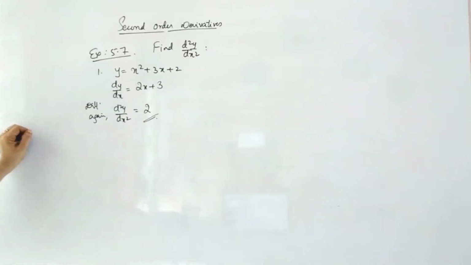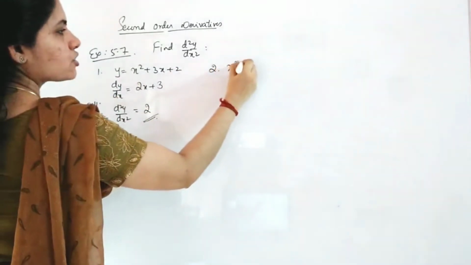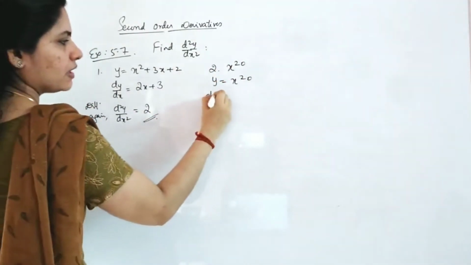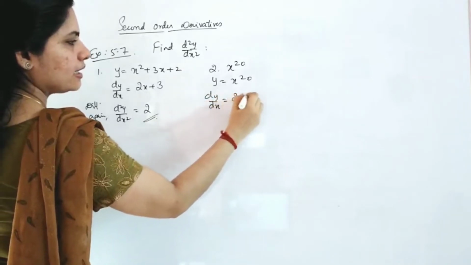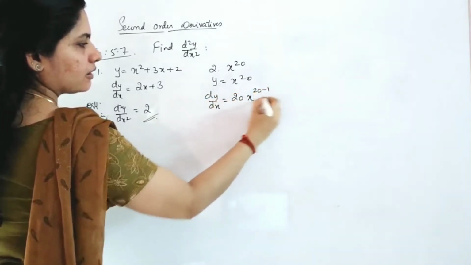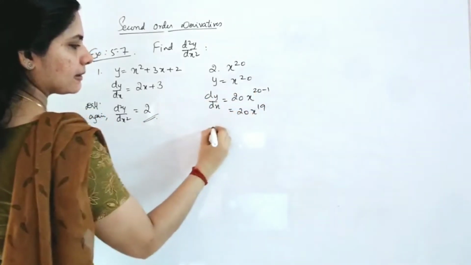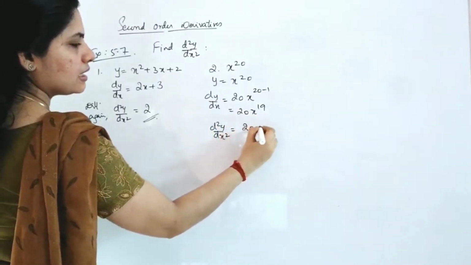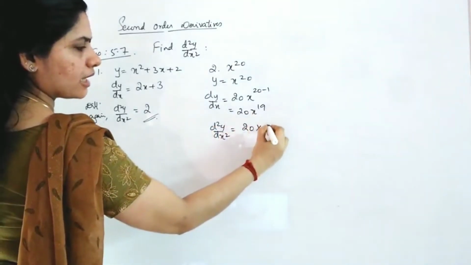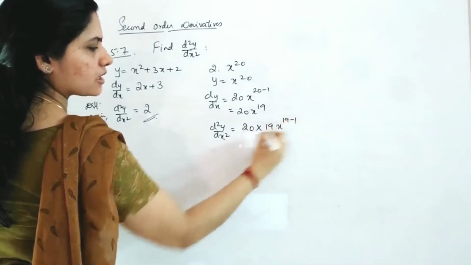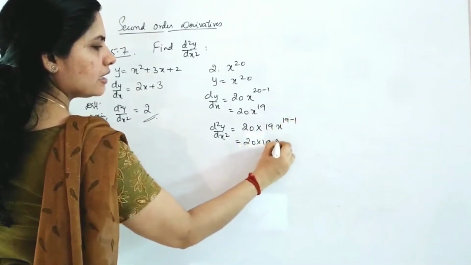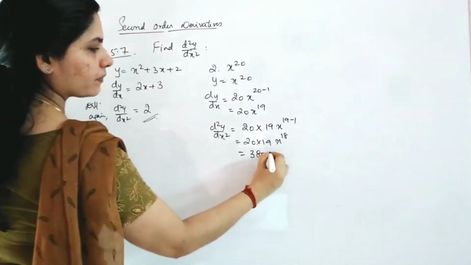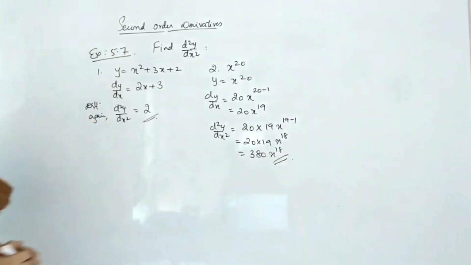Okay. Second one is x raised to 20. Again y is equal to x raised to 20. So dy by dx will be 20 x raised to 20 minus 1, which is 20 x raised to 19. Then again d square y by dx square: 20 is already there, then x raised to 19 will give you 19 into x raised to 19 minus 1. So you will have 20 into 19 x raised to 18. What is 20 into 19? 380 into x raised to 18. Okay.